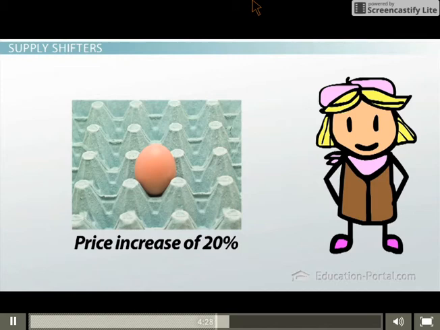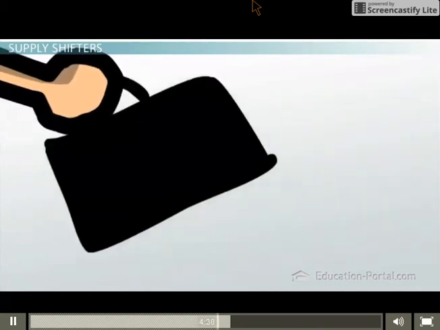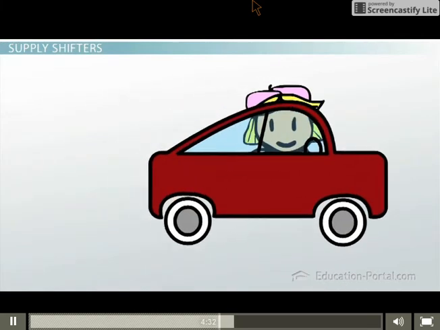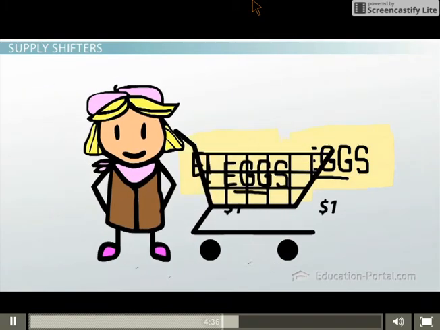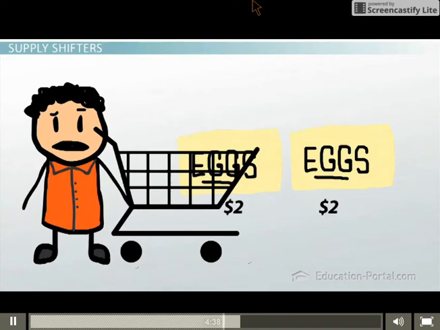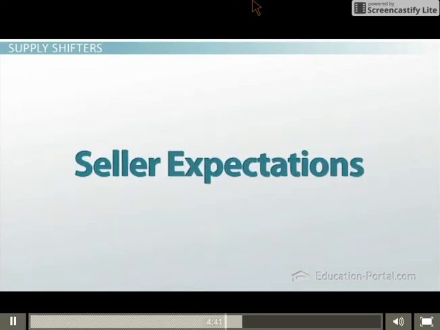What's she going to do when she hears this news? Mandy grabs her purse, gets into her car, and heads over to the store as quickly as possible so she can buy extra eggs before the price goes up. This is what we call seller expectations.